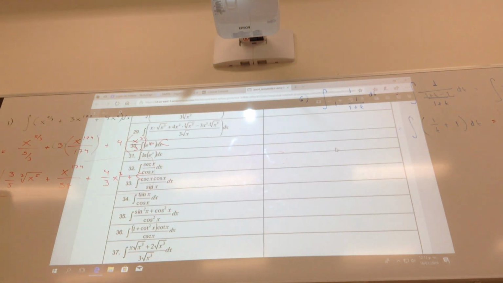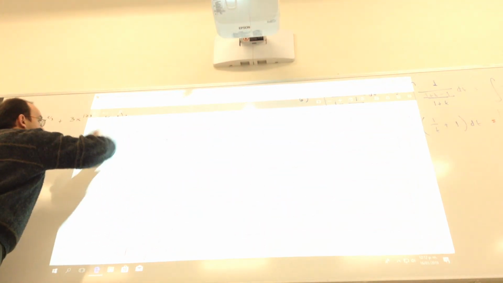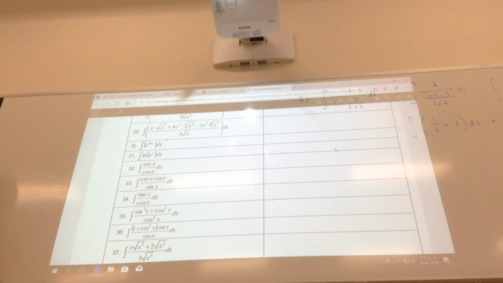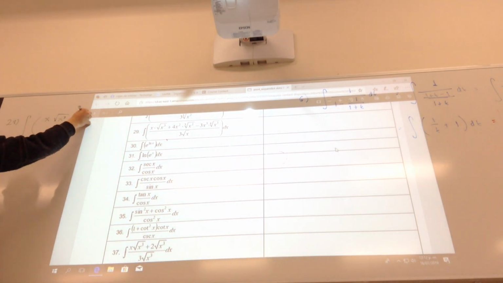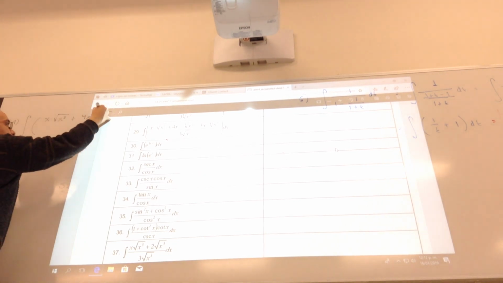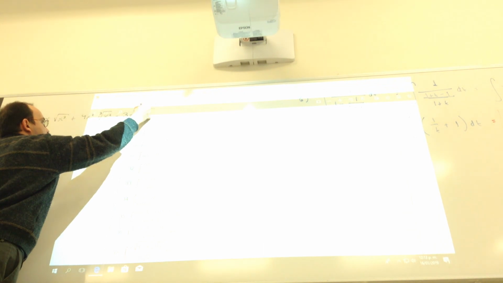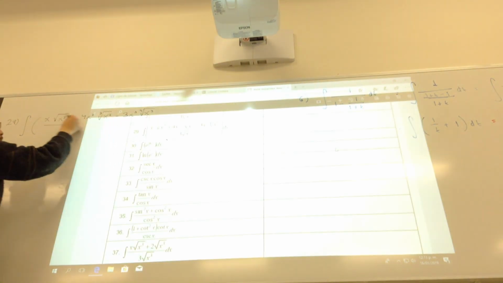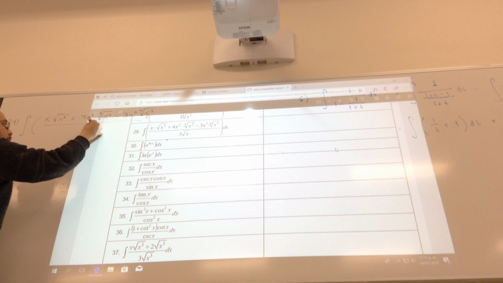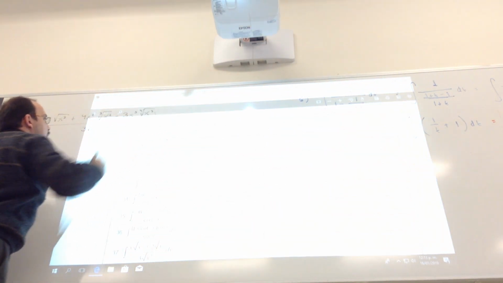So the fraction is simplify and separate? Yeah. Can I read this one? Yes. Okay, so we have the integral of x square root of x to the cube plus 4x squared cubic root of x squared minus 3x to the cube fourth root of x to the cube over 3 square root of x. Okay, what do I do first?